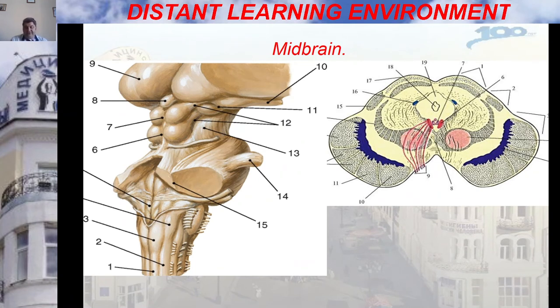In addition to descending longitudinal fibers, the tegmentum contains ascending fibers forming the midbrain continuations of the medial and lateral lemnisci. So you may see medial lemnisci here.